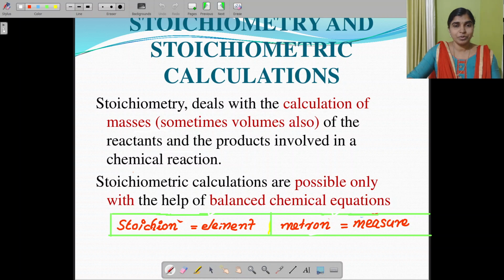What is meant by stoichiometry? Stoichion means element and metron means measure. So stoichiometry involves the measurement or calculation of masses of reactants and products which are involved in a chemical reaction. This stoichiometry calculation is fully based on balanced chemical equations.